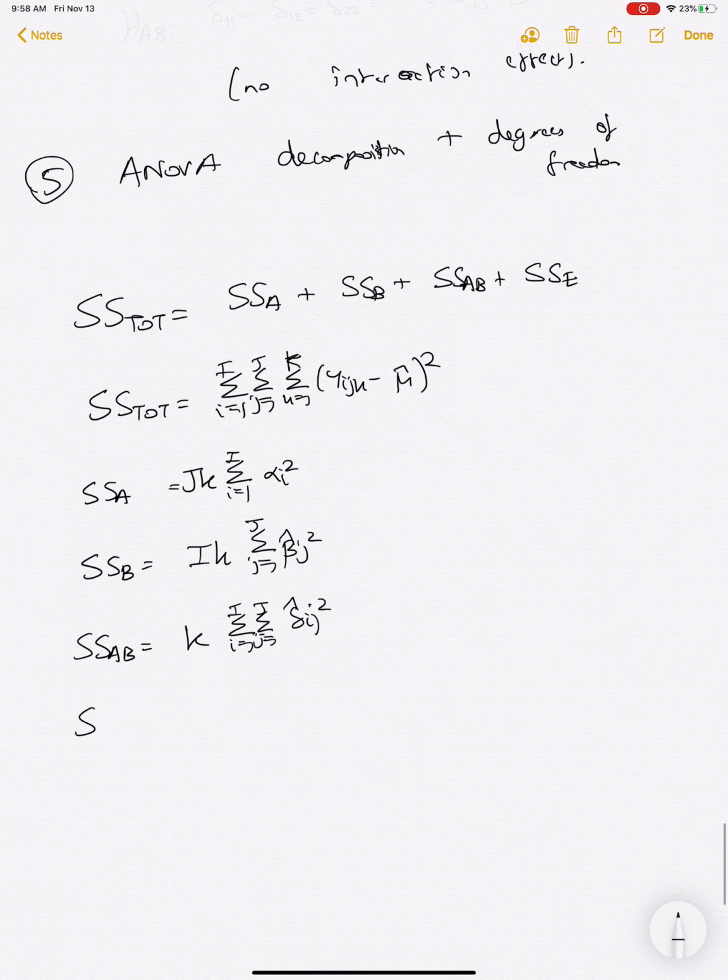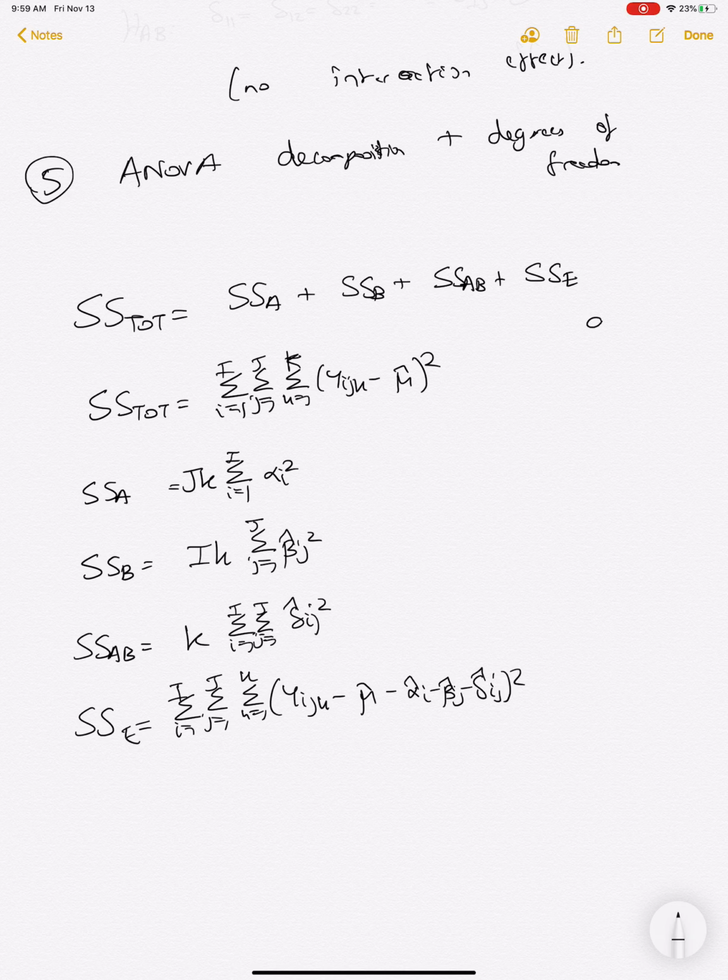And then we're going to have our SS error, which is like we did before. So the principle is very similar. We have our overall yijk, and then we subtract off a mean, and then also the model that we have here. So minus alpha hat i minus beta hat j minus delta hat ij, squared.